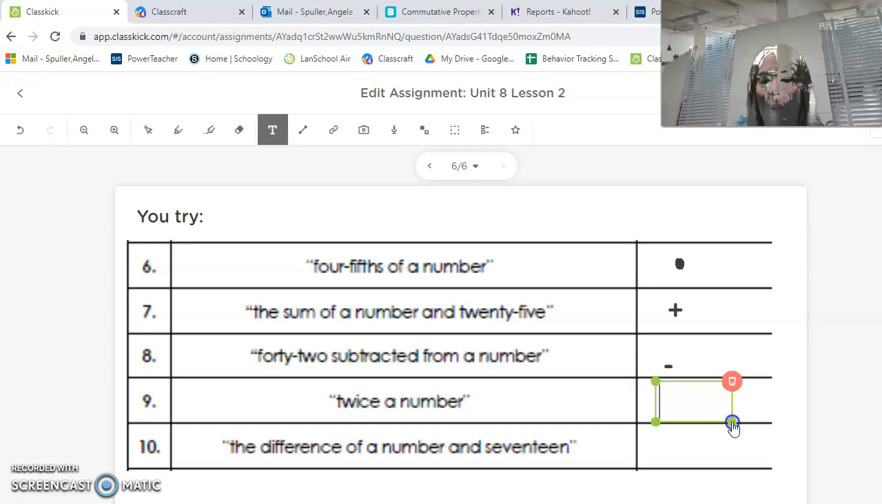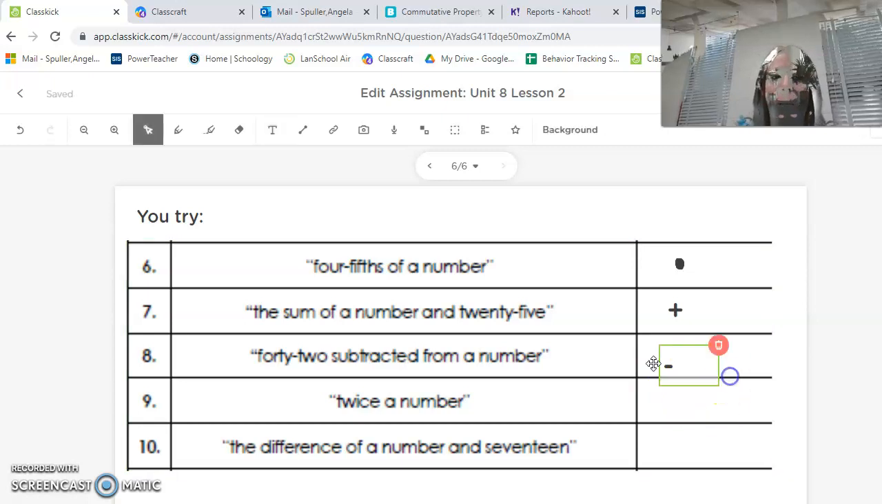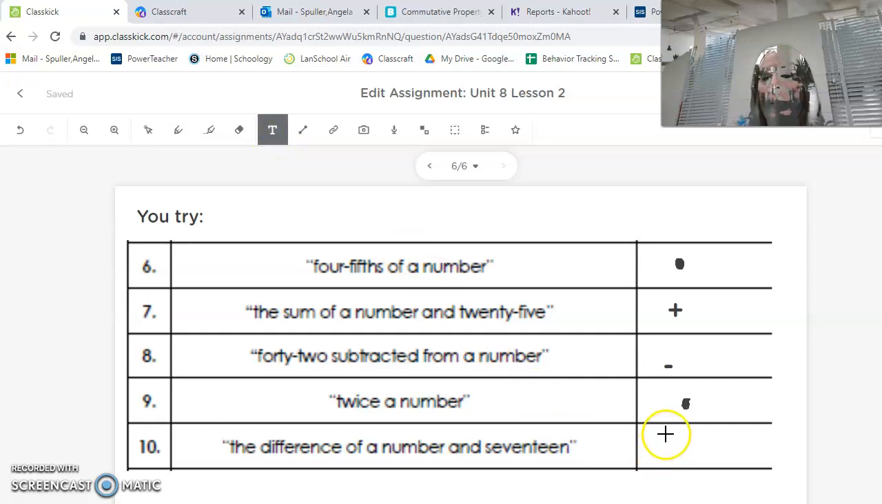Twice a number. That means, again, let's get our dot out, we're multiplying. And last but not least, the difference means to subtract.